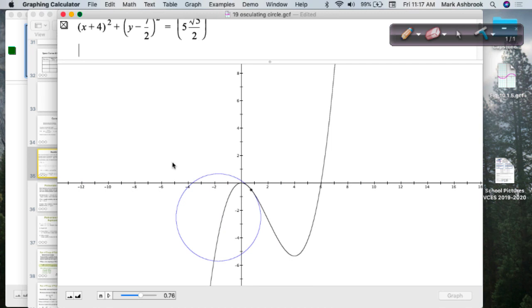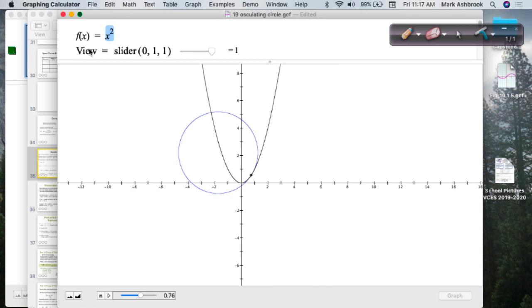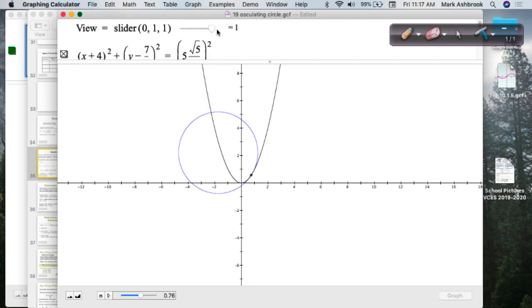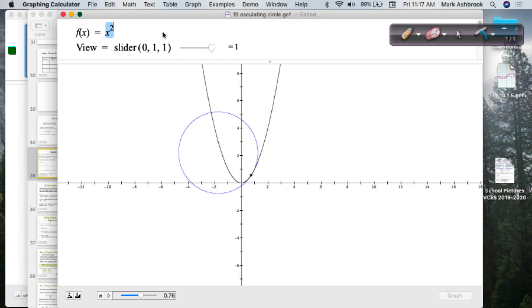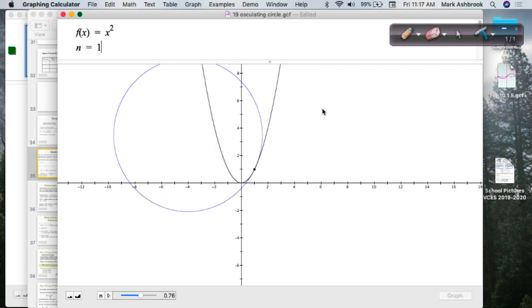Okay, so let's change the function to x squared. And here's the osculating circle, for x equals 1. I want to find the equation of that circle for when x equals 1.